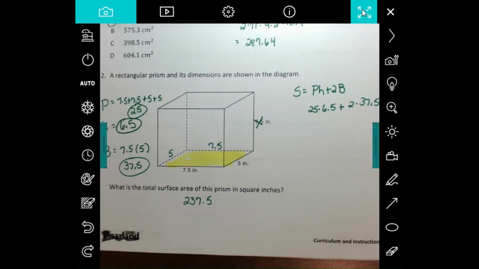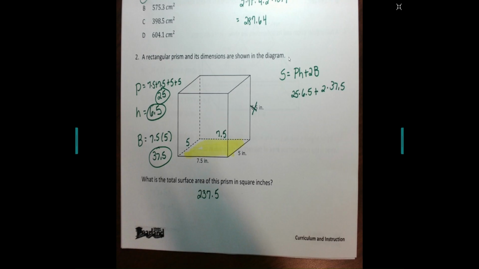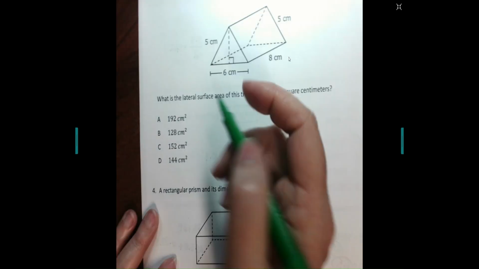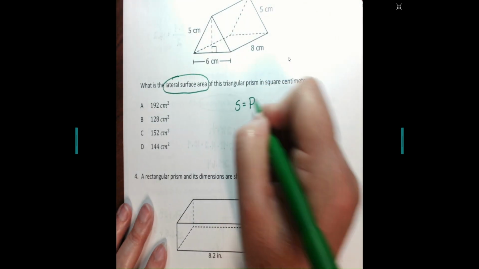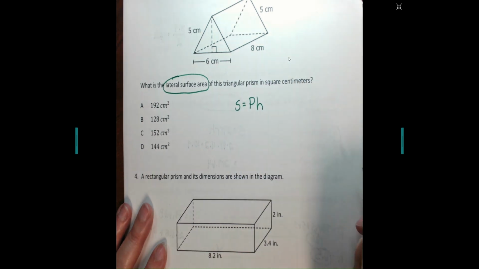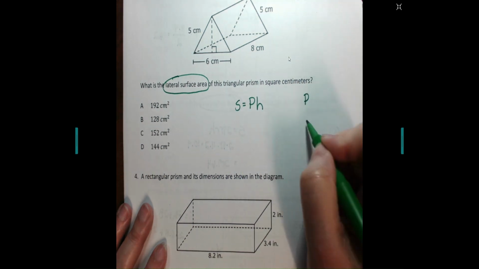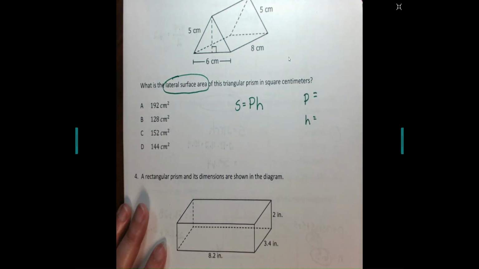All right, here we go. Number 3. Now we've got a triangular prism, and it's asking us for the lateral surface area. If I look on my formula chart, the formula for lateral surface area is just perimeter of the base times the height. So the only thing I need to find is the perimeter and the height.